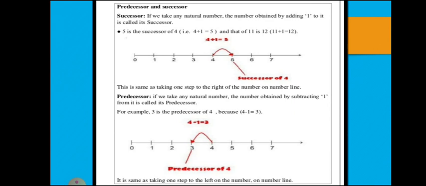For example, 3 is the predecessor of 4 because 4 minus 1 is equal to 3. Then it is the same as taking one step to the left on the number line. In a predecessor we have to take one step to the left, and in a successor we have to take one step to the right side. Is it clear now?